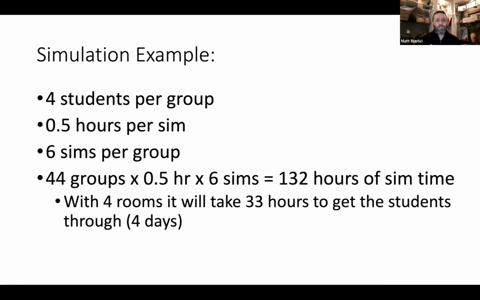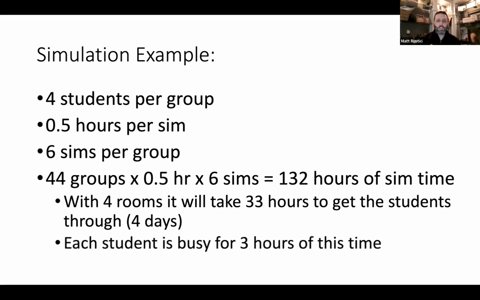Now you start doing that math, and you have 132 hours of consecutive sim time if you ran it in one room. We have 4 rooms, so we can run it like 4 times faster than that, but it still takes 33 hours to get our group of students through 6 sims. So it's 4 days of consecutive sim time. And then the question is like, well, each student is only active for 3 hours. What are they doing the rest of the 3.5 days? And how do I manage all of that at the same time? So these were the 2 big problems that we faced up front as we were designing our course.